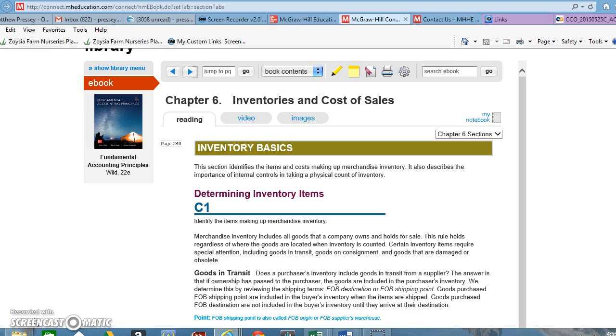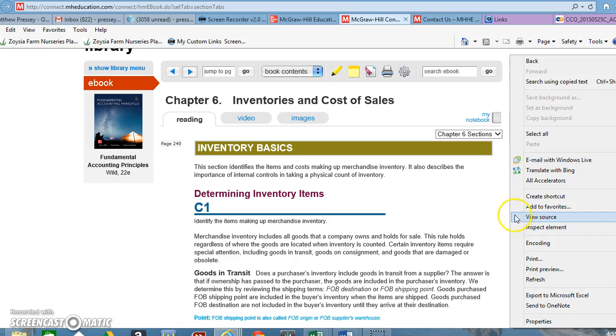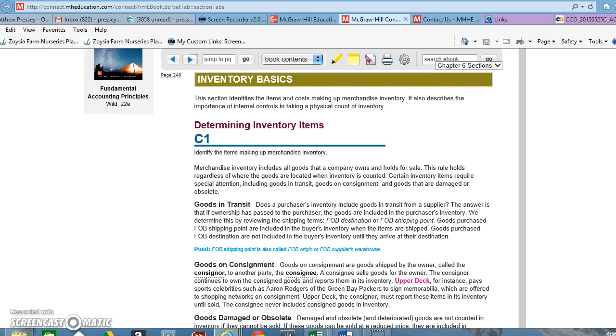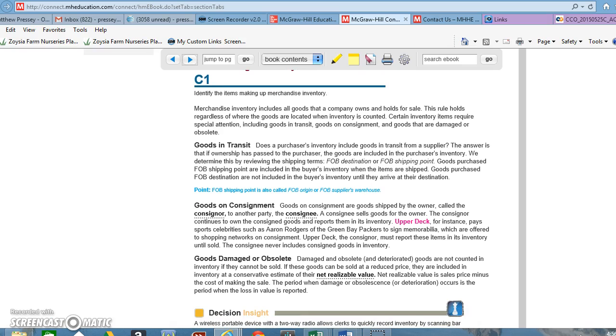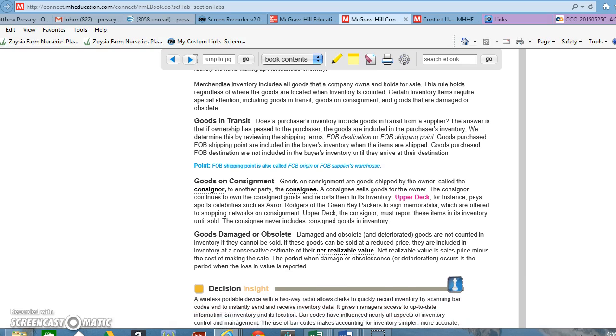All right, jumping ahead now, I'm in chapter 6. Chapter 6 is inventories and cost of sales, which is a great extension from chapter 5, dealing with merchandising accounting. There are some concepts I want you to see right off the bat here, the first parts of chapter 6, including goods in transit, goods on consignment, and damaged or obsolete goods as well.